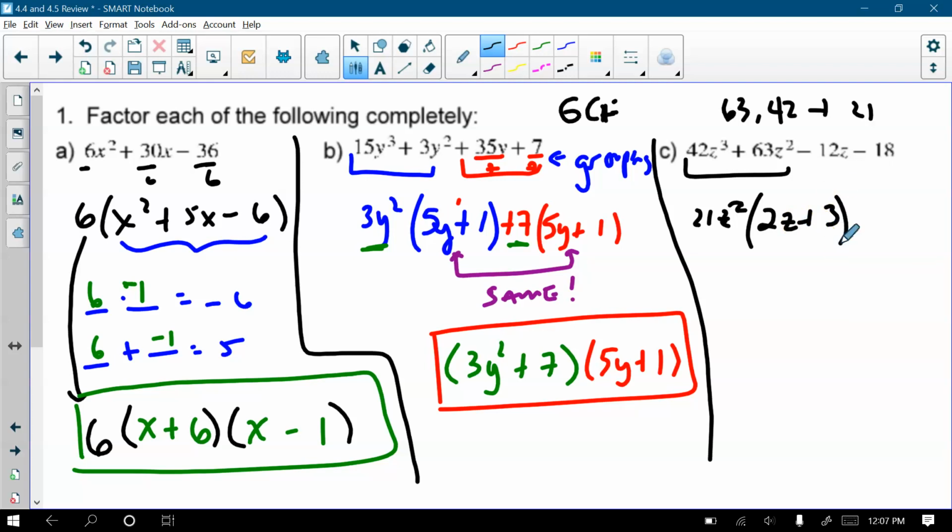All right, let's do the other part. Out of this one, I can definitely take out a negative. And I think I can take a 6 out of each one, 12 and 18. You could take a 2 out and a 3 out, but you want the biggest number you can take out, and that's going to be 6. Let's see what's left inside here. I hope it's 2z plus 3. Divide negative 12 by negative 6, you get a 2. Z stays. Negative 18 divided by negative 6 is a positive 3. Perfect. That's exactly what we want. These two are the same.